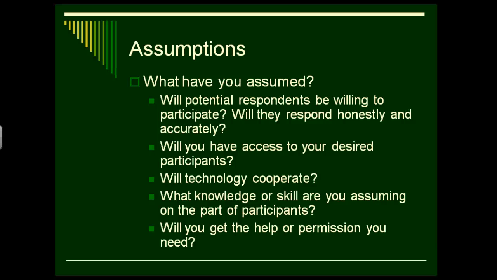Are you assuming you're going to have access to the people you want to have completing this study or the survey? Are you assuming technology is going to cooperate? As we've learned, that's not something you can always assume. Or what knowledge or skill are you assuming on the part of the participants? What should they know or know how to do? Are you assuming you get the help or permission you're going to need? All of these things we might take for granted, and therefore we need to write them down.